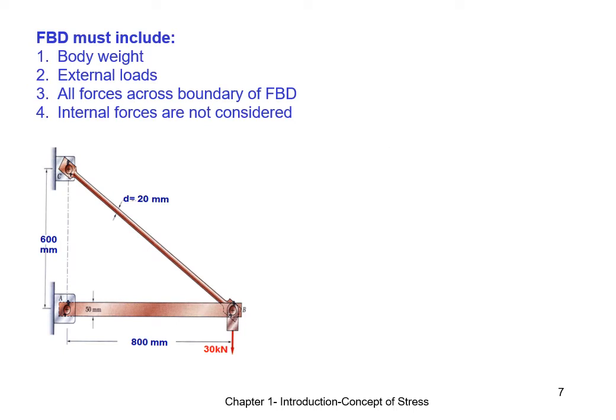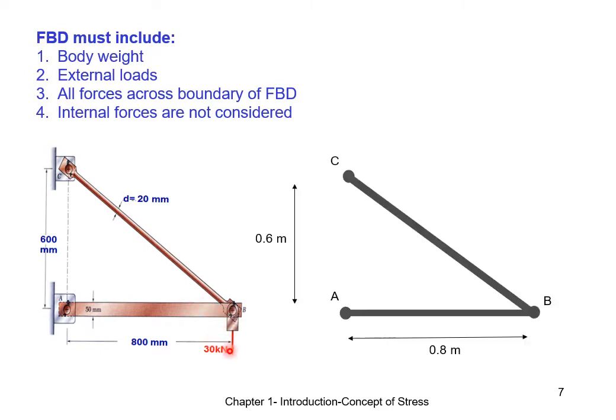This is an example from your notes. You are given a triangular frame with a force of 30 kN at the tip. To draw the free body diagram, we first draw the structure of the beams over here. There's no need to draw the walls, or if there's floor, there's no need to draw the floor.